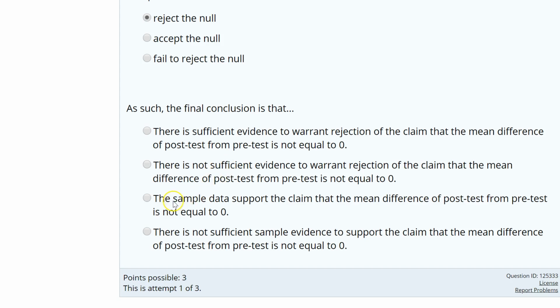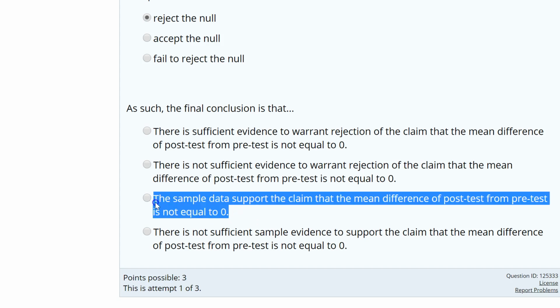evidence. The sample data support the claim that the mean difference of post-test from pre-test is not equal to 0. So that sounds good right there because we have enough evidence to support the fact that they're different from each other. And this one says there is not enough evidence again. So this one would be our answer right here.